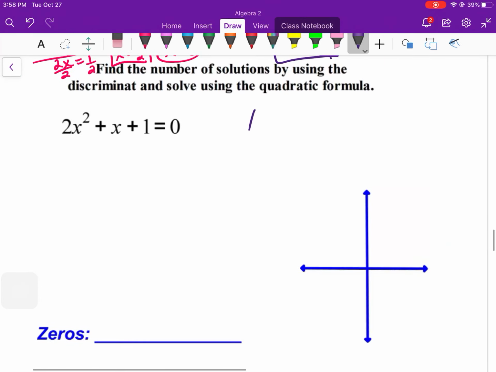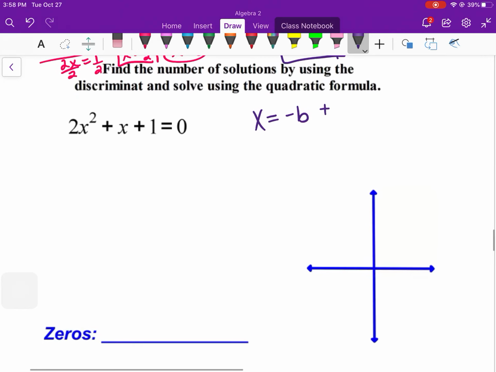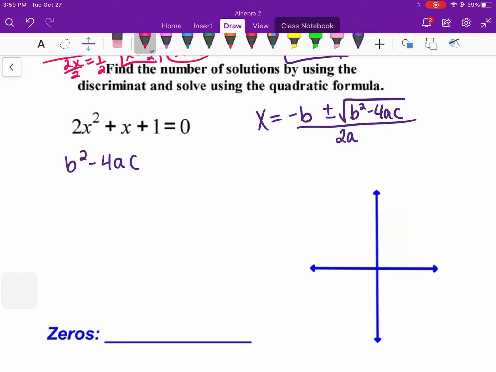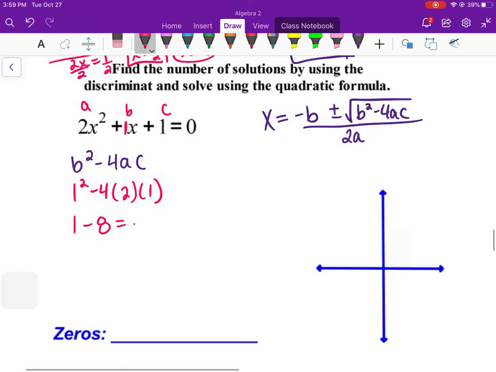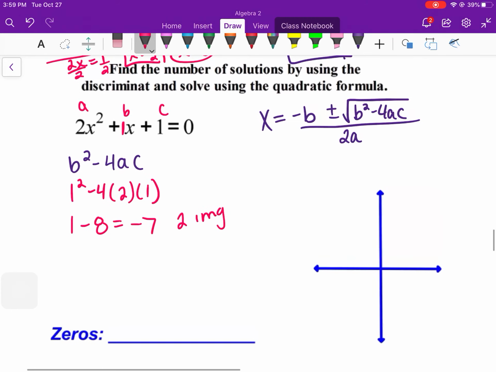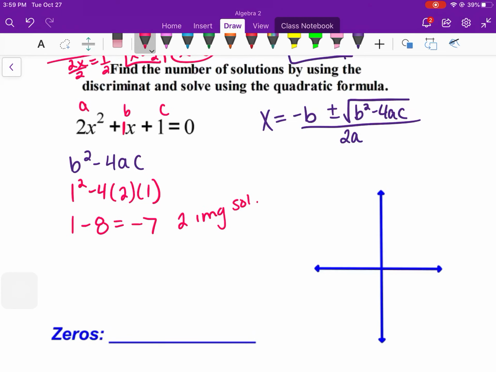The quadratic formula. So the quadratic formula is x equals negative b plus and minus square root b squared minus 4ac all over 2a. And the b squared minus 4ac part is the discriminant, and that tells us how many solutions we have. So if a, b, and c, b is 1, c is 1, a is 2. So it'd be 1 squared minus 4 times 2 times 1. So that's 1 minus 8 is negative 7. Since it's a negative under the square root, it means it's going to have two imaginary solutions.